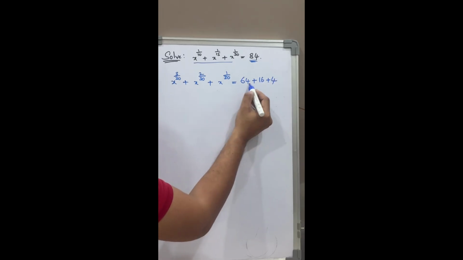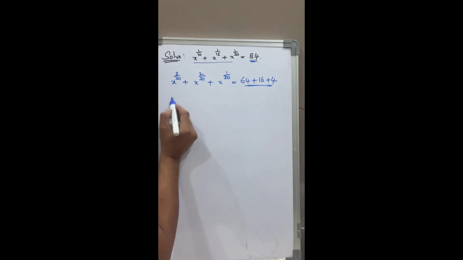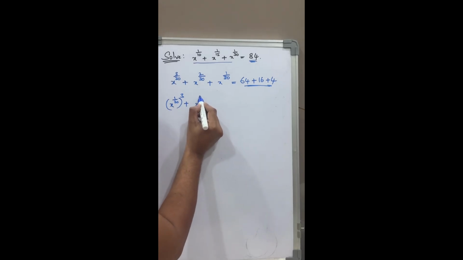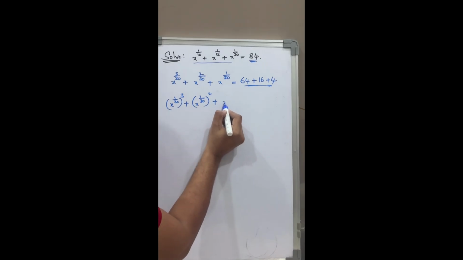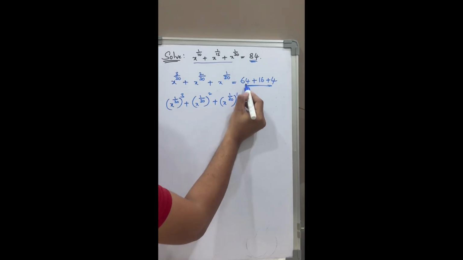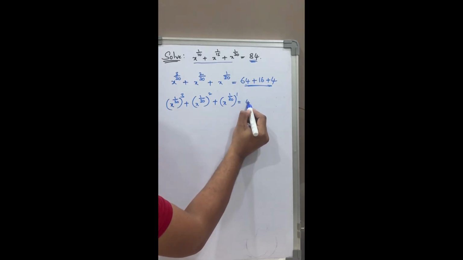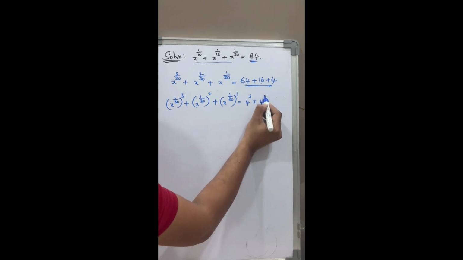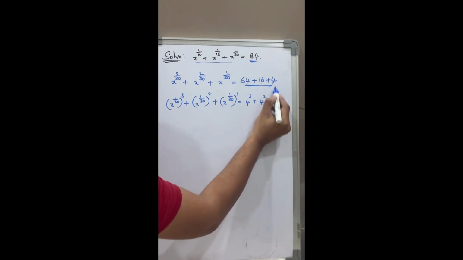Okay, next. I can write this as (x^(1/30)) whole cube. Am I right? Right. (x^(1/30)) power 2. And this one as (x^(1/30)) whole power 1. And I can write 64 as 4 cube, and 16 as 4 square, and 4 as 4 power 1.